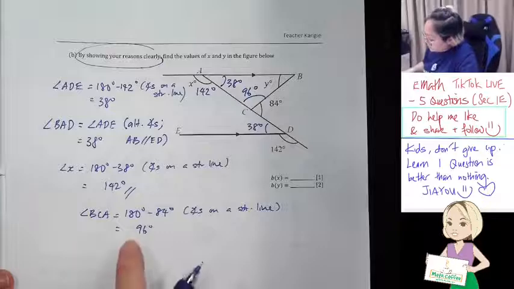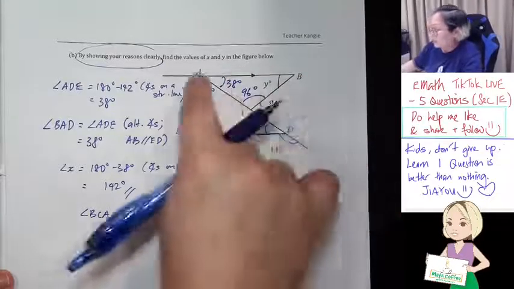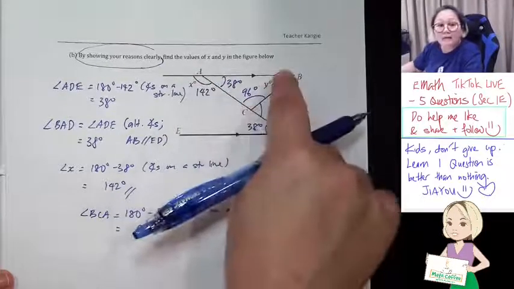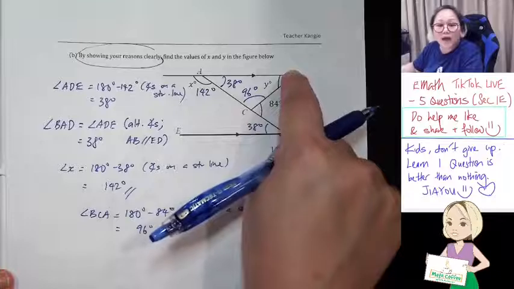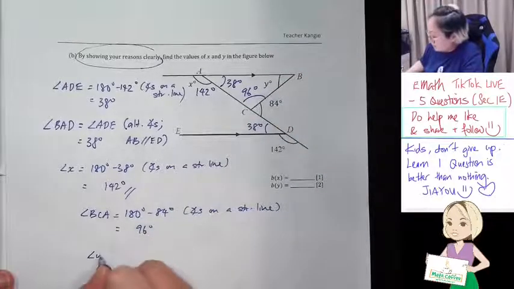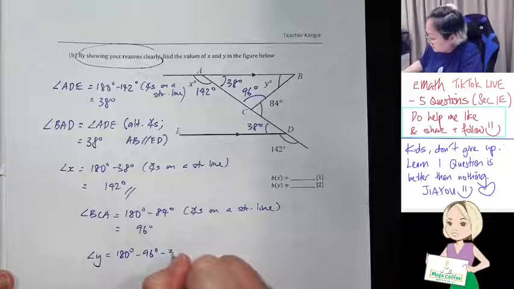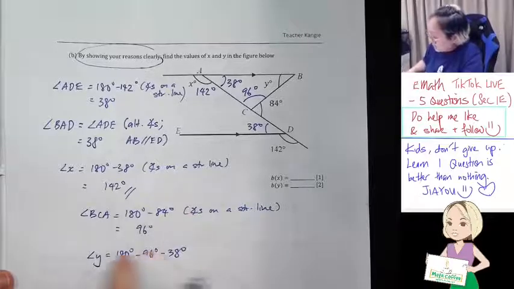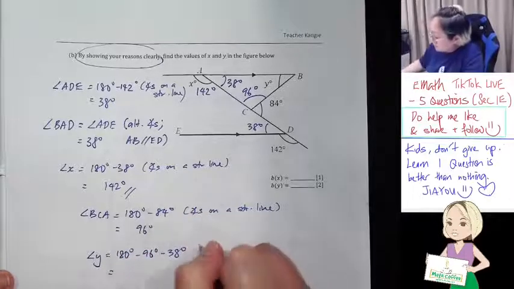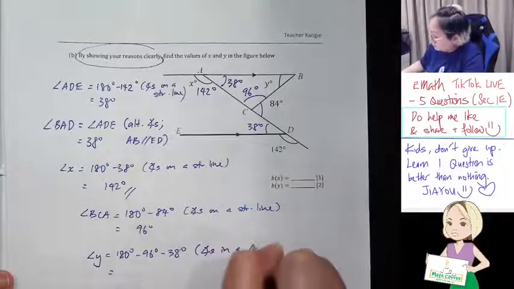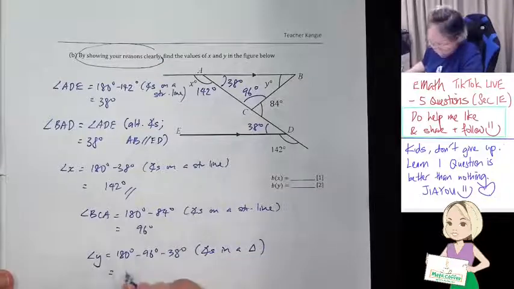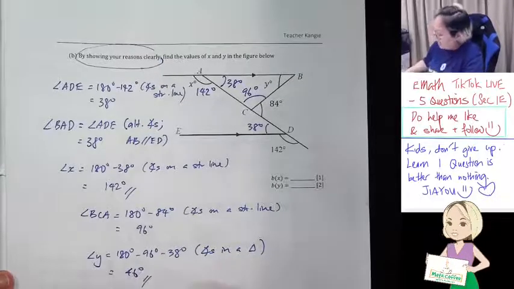Okay? Next, angle Y, easy. See, this is angles in a triangle. So 3 angles add up together to be 180 degree. So you will say angle Y is simply 180 minus 96 and minus 38. Okay, and why do you write this statement? It's because it's angles in a triangle. And this one gives you 46 degree. Done.